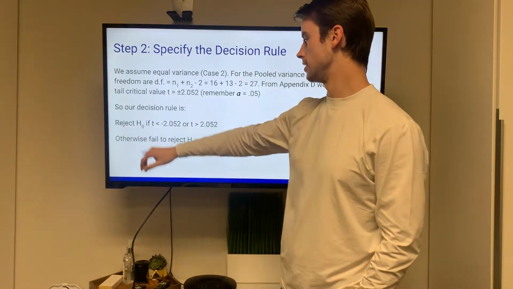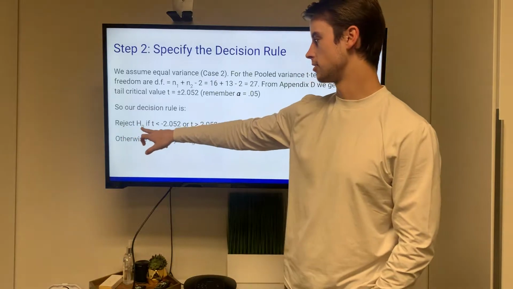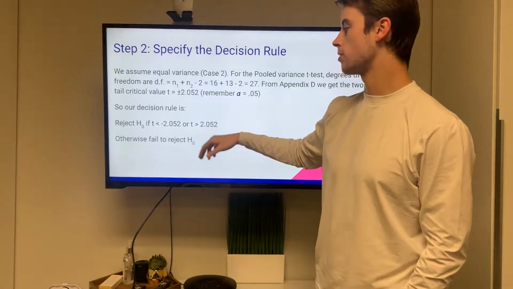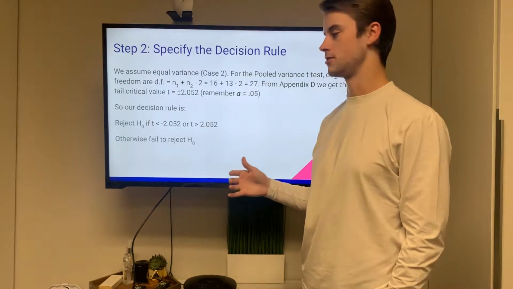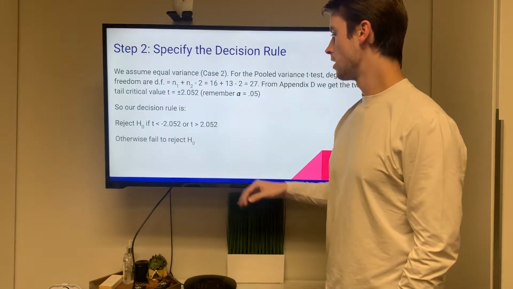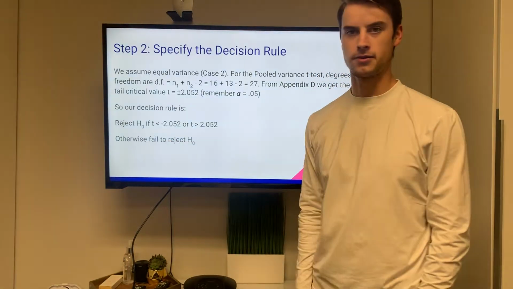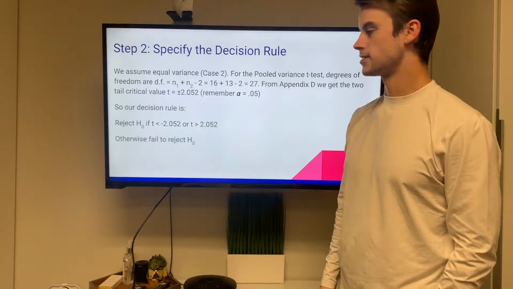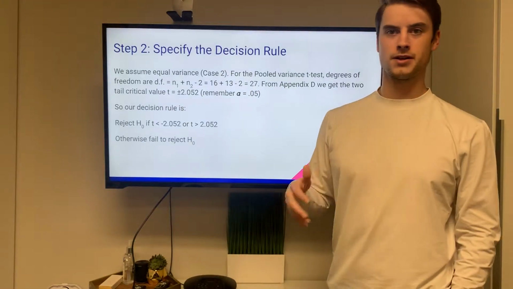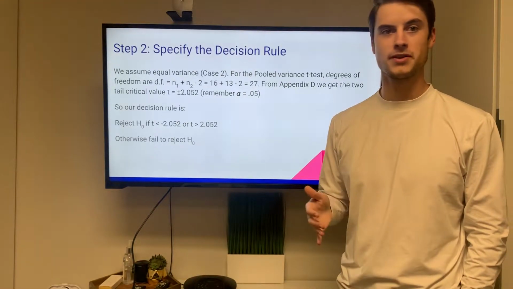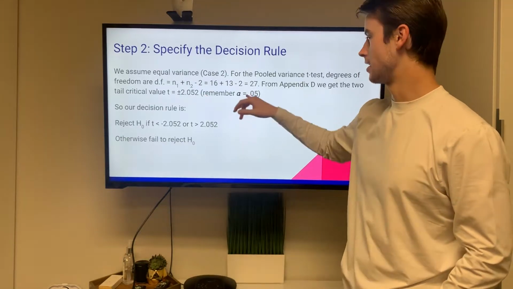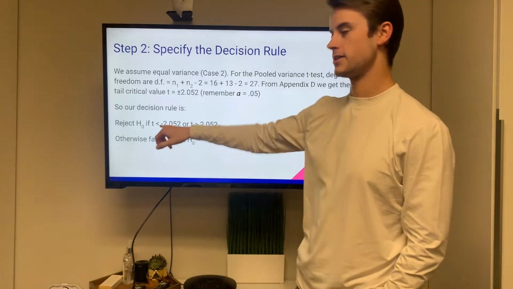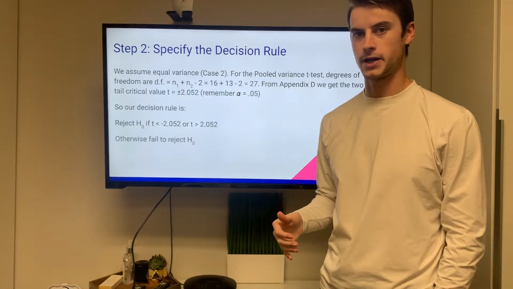So our decision rule is we can reject the null hypothesis if t is less than negative 2.052 or t is greater than positive 2.052, okay? Otherwise, we fail to reject the null hypothesis. Pretty simple, right? All we've done so far is write a couple hypotheses down, find the t-score based on alpha using our appendix from the back of the textbook, and then write down our decision rule.